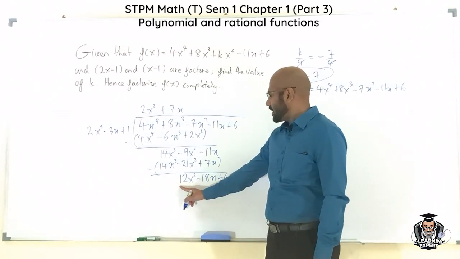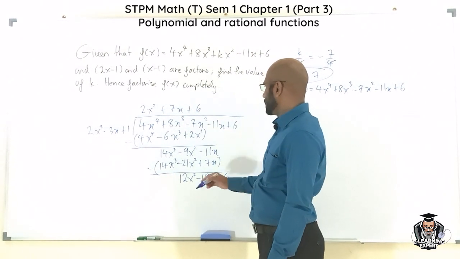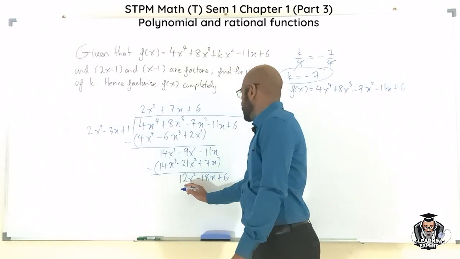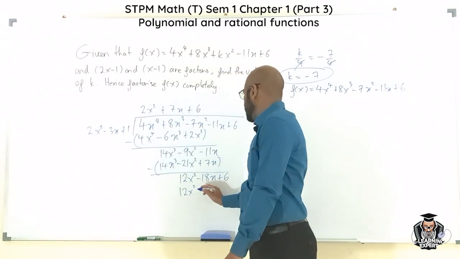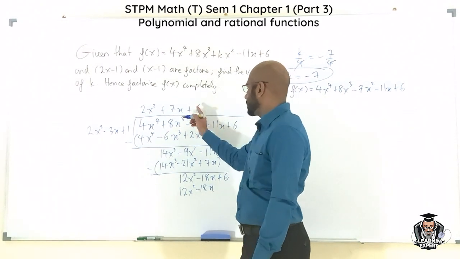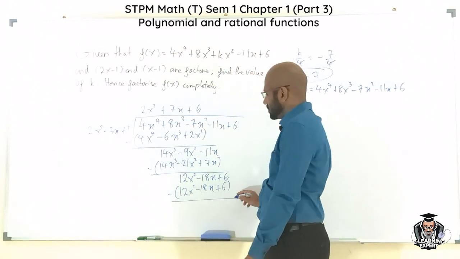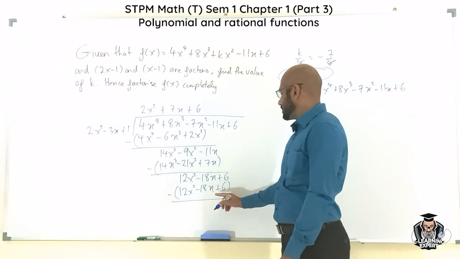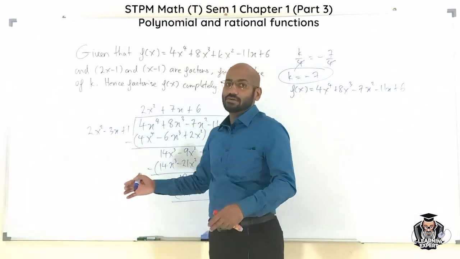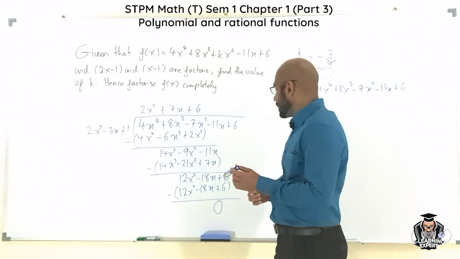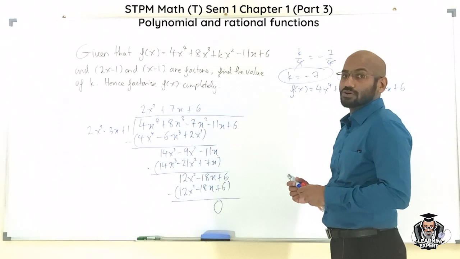So to get a 12x squared, I have to put a plus 6 over here. 6 times 2 is going to be 12x squared. 6 and minus 3 is minus 18 with an x, and 6 times 1 is a plus 6. Watch what happened over here, guys and girls. Everybody got eliminated. We have 0 remainder. Why? Because this was a factor. We are expecting to get a 0 remainder. If you did not get 0 over here, something has gone wrong in your long division.